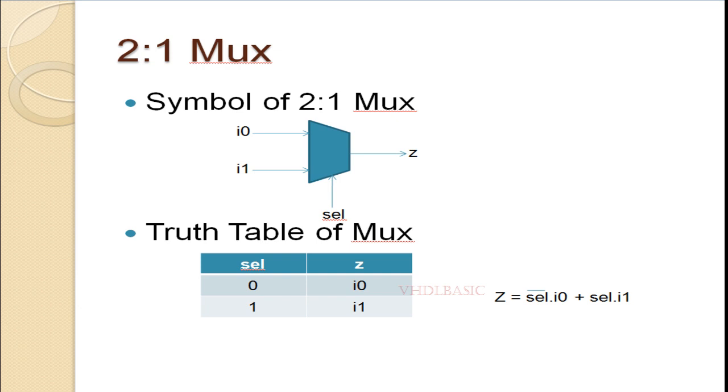This is the 2-to-1 mux boolean expression. Z is equal to select bar dot I0 plus select dot I1. Here dot represents AND operation, plus represents OR operation.